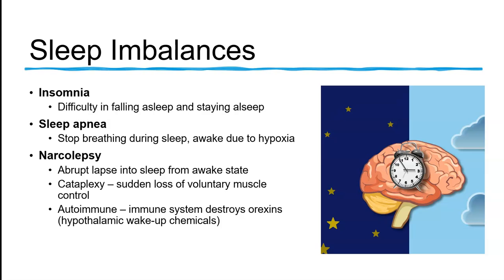Narcolepsy is when we fall asleep when we're not supposed to. So driving down the road, you fall asleep. Yeah, there's a problem there, right? So you temporarily fall asleep. Cataplexy is when you have a sudden loss of voluntary muscle control that can happen with narcolepsy. And the immune system can destroy orexins, which are chemicals that tell your hypothalamus to wake up and keep you alert.